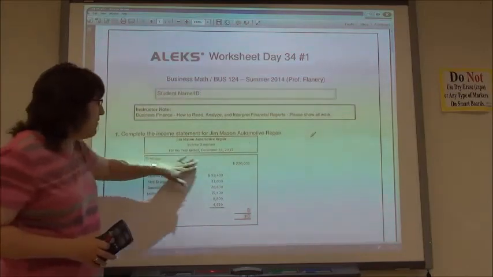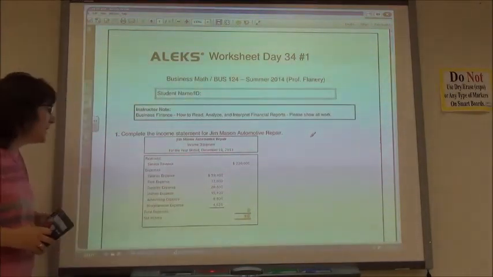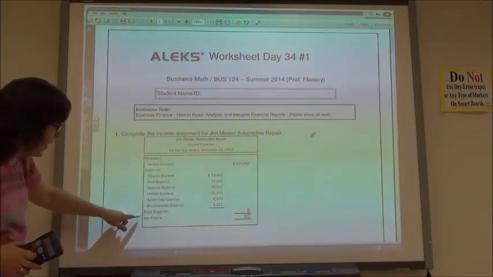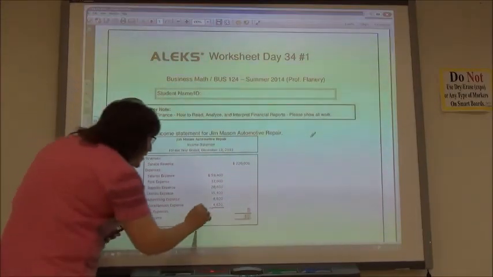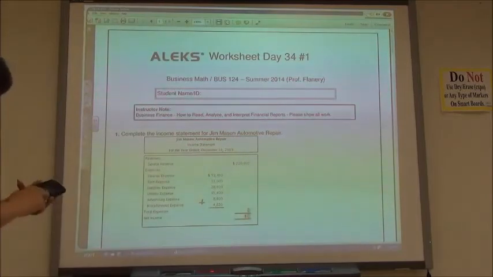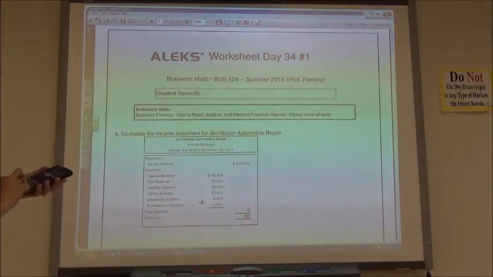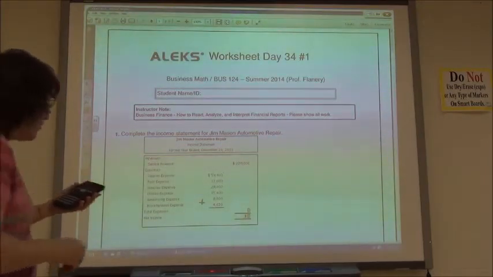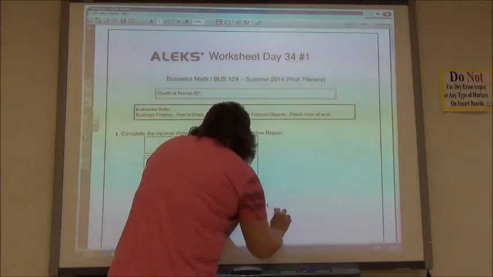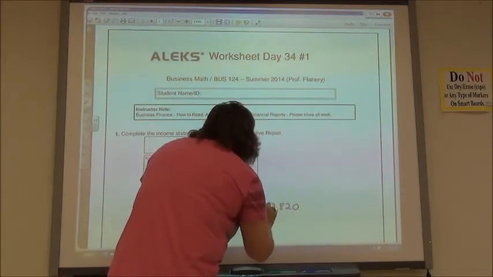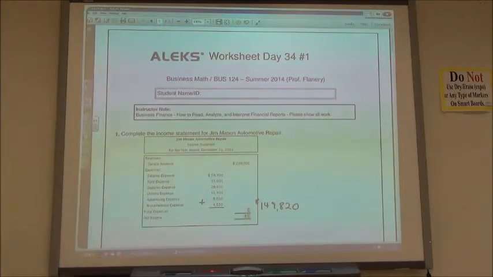So here's his revenue, and he had revenue of $220,000. Here are all the expenses. We want to find the total of the expenses. So basically, we're just going to go ahead and add up all those numbers. So $59,400 plus $33,000 plus $28,600 plus $15,400 plus $8,800 plus $4,620. And if we add all those up, we get $149,820.